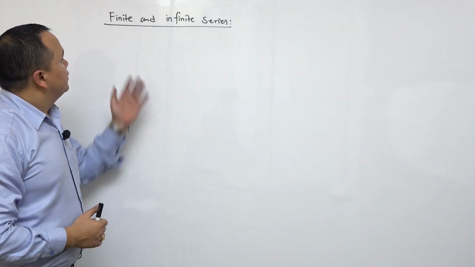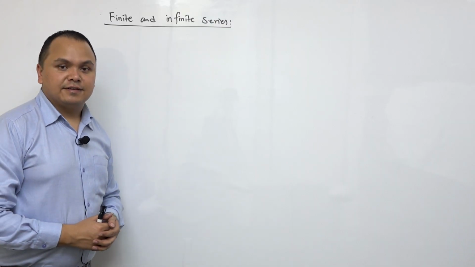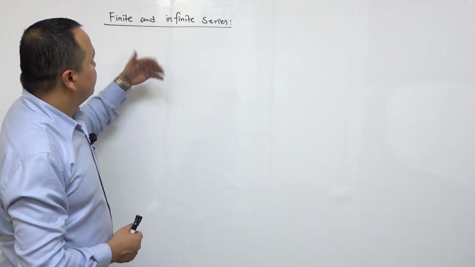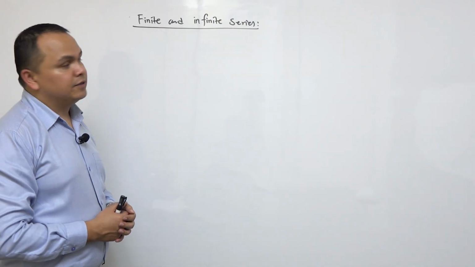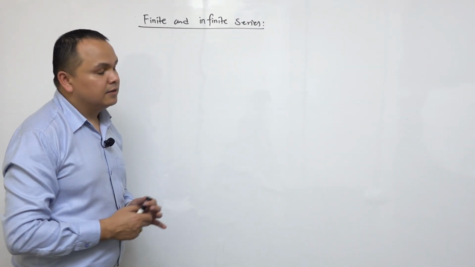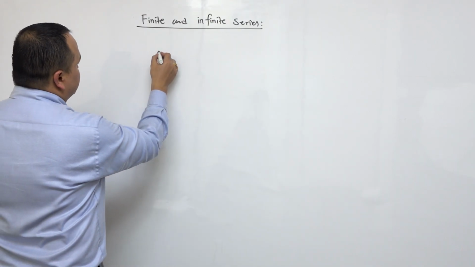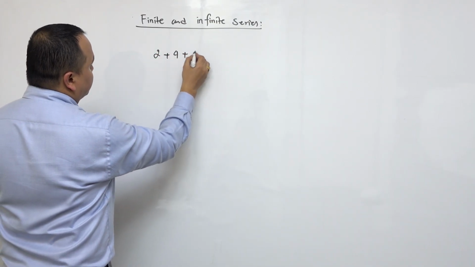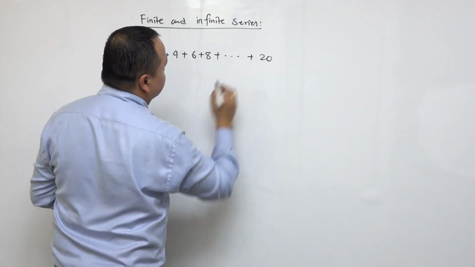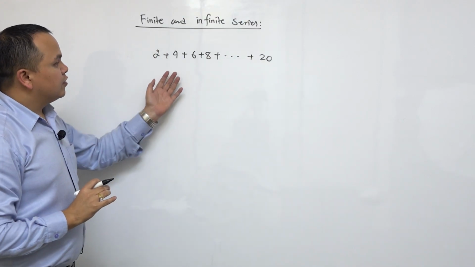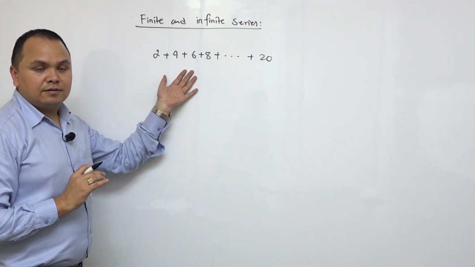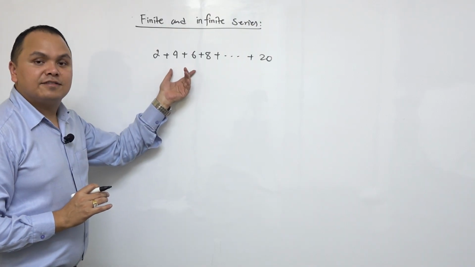Now, the finite and infinite series. If the number of terms in a series is finite, then it is said to be finite. Otherwise, it is said to be infinite. Like 2 plus 4 plus 6 plus 8 plus and so on up to 20. Here, the number of terms is limited, finite. So, it is a finite series.